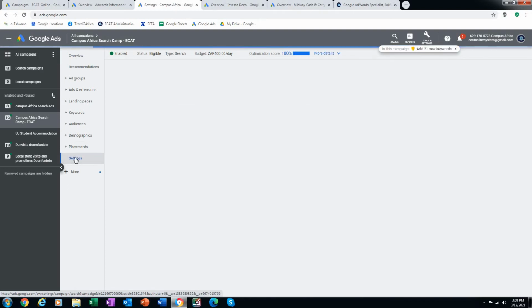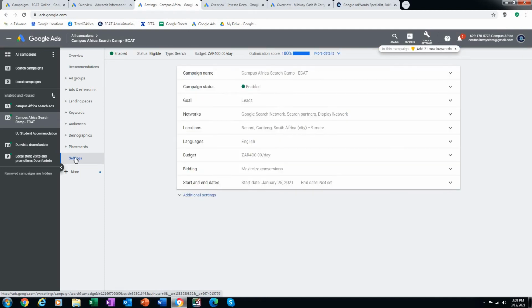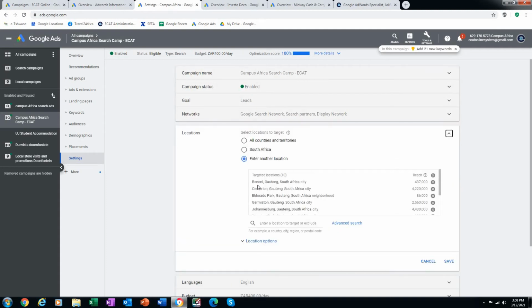The good thing about locations is that you can actually have multiple locations. Let's say, for example, you are servicing the area of Pretoria, Johannesburg, and so on. You can actually set that, like this one, for example. We have Benoni, Centurion, Eldorado Park, Germiston, Johannesburg. So this is basically some key suburbs in Gauteng that we are targeting to service. I hope that makes sense now. So this is what I'm saying when I say make sure that your location is set properly.